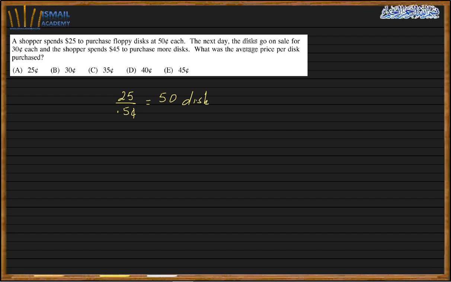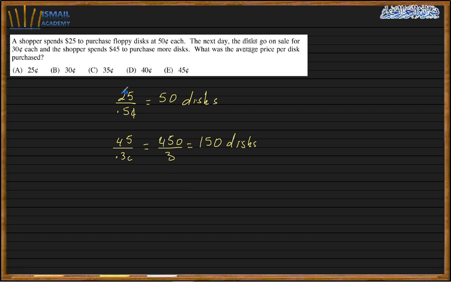the next day the disks go on sale at 30 cents each, and the shopper spent 45. So here we have 45 divided by 0.3. So here it will give me 450 over 3, which is 150. So he purchased 150 disks.